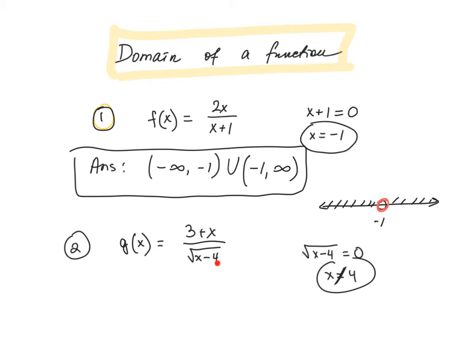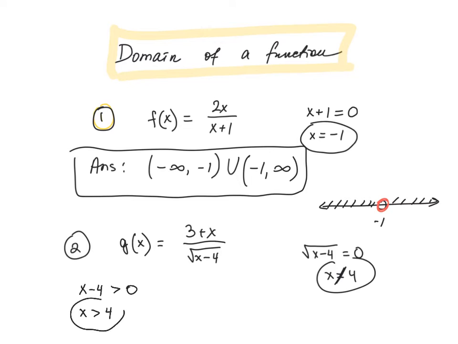But it has to be positive. So, again, how do you show your work? You say the whole expression in my square root, x minus 4, has to be greater than 0. Normally, you would say greater than or equal to, but it can't be equal to 0 because the denominator cannot be equal to 0. So you just say the strict inequality x minus 4 is greater than 0. Solve it, and you get x is greater than 4.